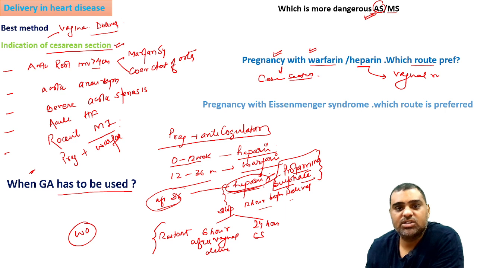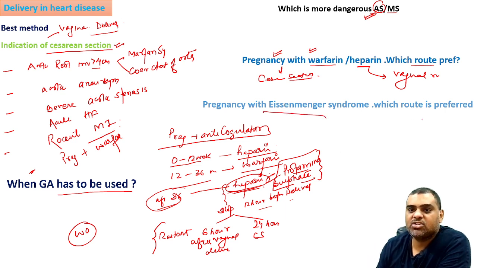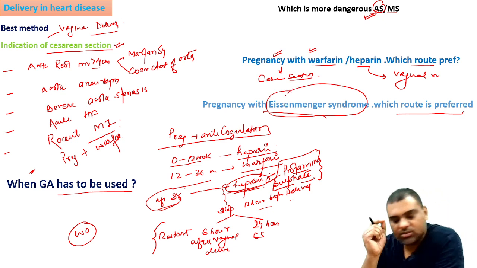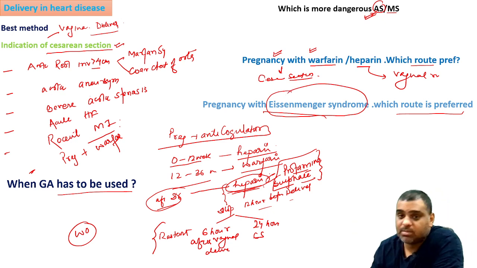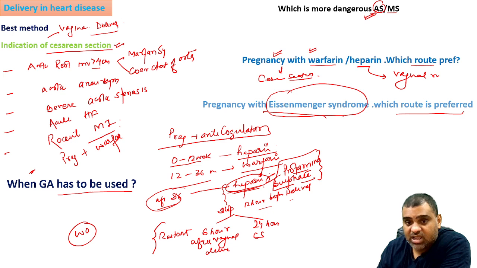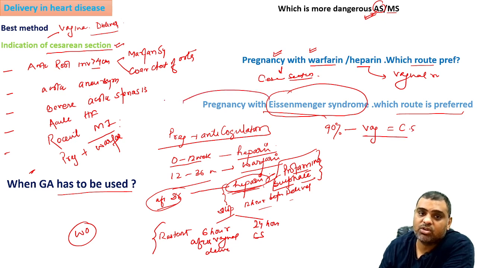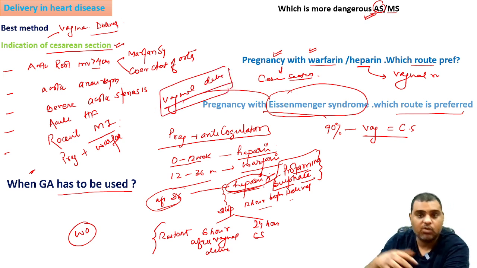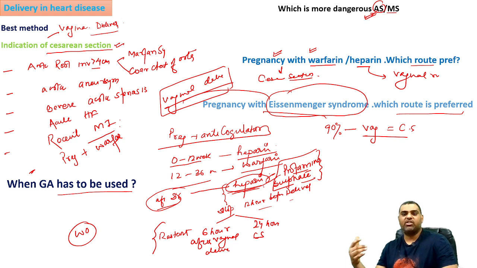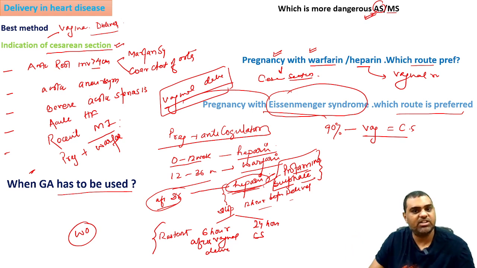Now, pregnancy with Eisenmenger syndrome, which route is preferred? First of all, in Eisenmenger syndrome you don't advise pregnancy. If it has happened, please remember the mortality is very high, around 90% with vaginal as well as cesarean section both. So why waste things? We go for vaginal delivery. This question has been asked: a lady with Eisenmenger syndrome has become pregnant, what is the mode of delivery? The answer will be vaginal delivery.